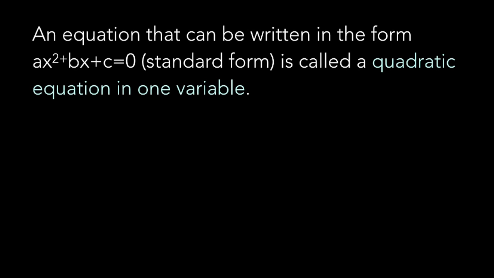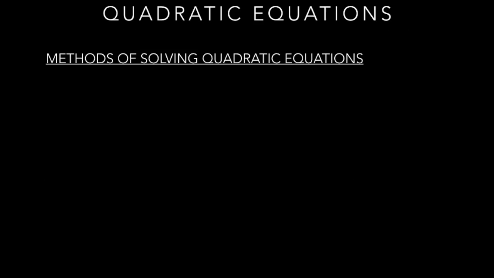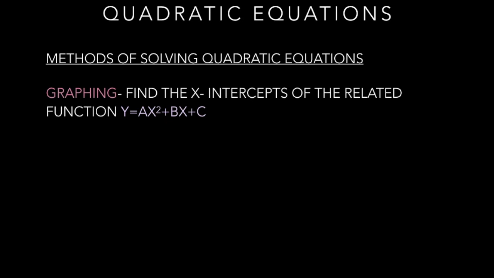An equation that can be written in the form ax squared plus bx plus c equals 0, or standard form, is called a quadratic equation in one variable. The solution of the equation is the root of the equation. There are several methods to solve quadratic equations.